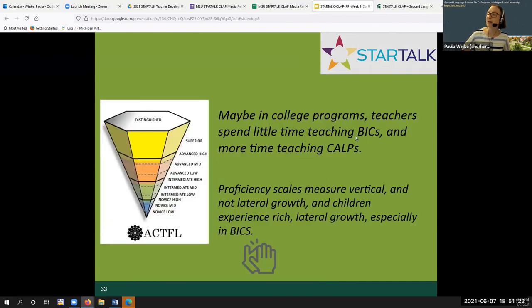So maybe in college programs, teachers spend little time teaching the BICS and more time teaching the CALPS, but that doesn't mean we always need to. And proficiency scales measure vertical and not lateral growth. And children experience rich lateral growth, especially in the BICS, and especially at the middle school and early high school levels.